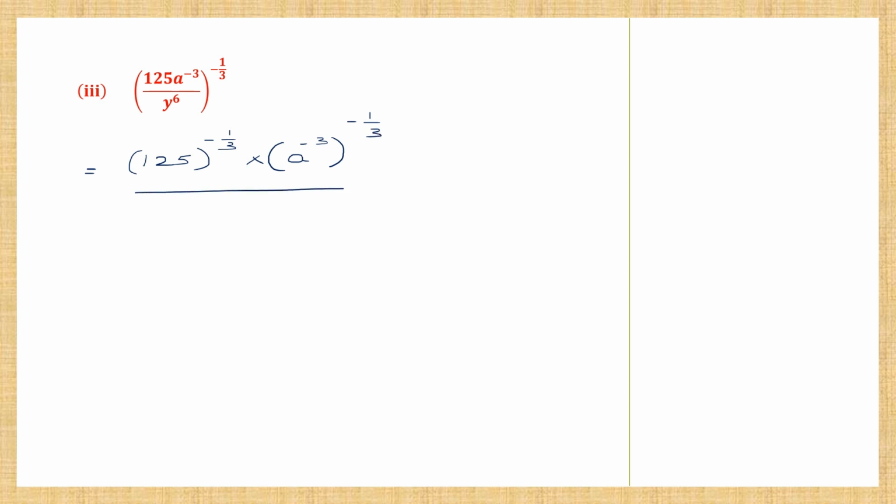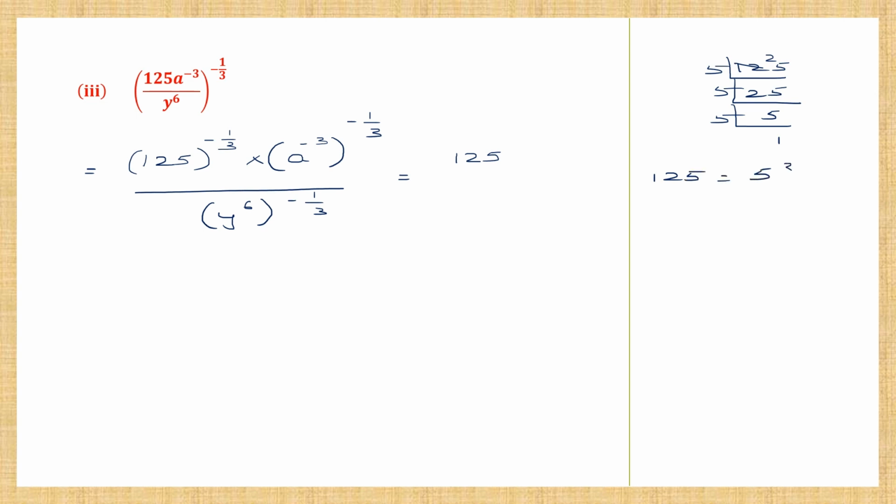Similarly, here this is going to be y raised to the power of 6. This whole thing is raised to the power of minus 1 by 3. So we're going to use the power law. For 125, we are going to find the prime factors. So 125 will be 5 2's are 10, so there's 2 left. 5 5's are 25. 5 5's are 25. And again 5 1's are 5. So 125 can be written as 5 to the power of 3.